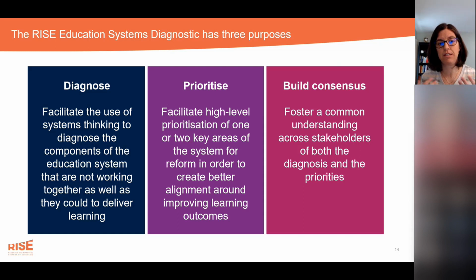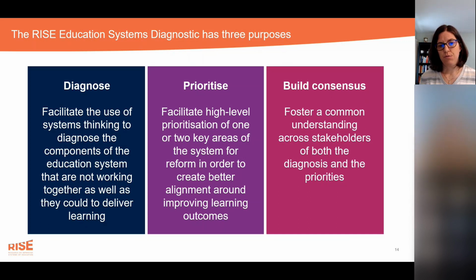So the first is to diagnose. So to facilitate the use of systems thinking, to diagnose the parts of an education system that are, as we say, not working together as well as they could to deliver learning. Another way to say that would be that aren't very well aligned for learning. Maybe they're misaligned with each other, or they're misaligned for learning goals. So to diagnose what parts of the system are not aligned well for learning.